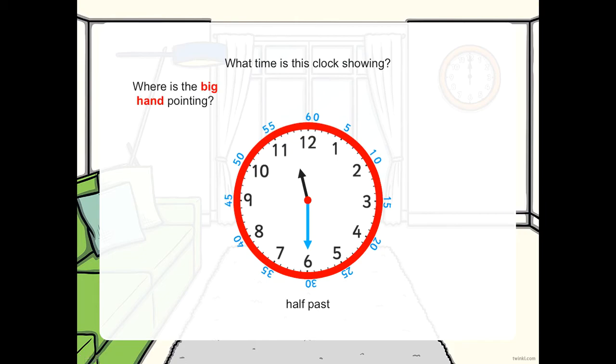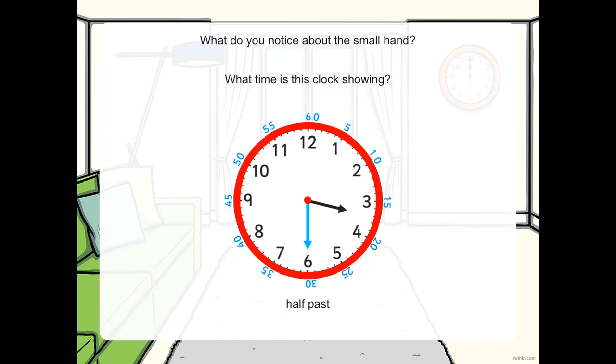The big hand is pointing to the 6. The little hand, or the shorter hand, is pointing halfway between the 11 and the 12. It must be half past 11. What time is this clock showing? It must be half past 3. The long hand is pointing to the 6. The shorter hand is pointing between the 3 and the 4.